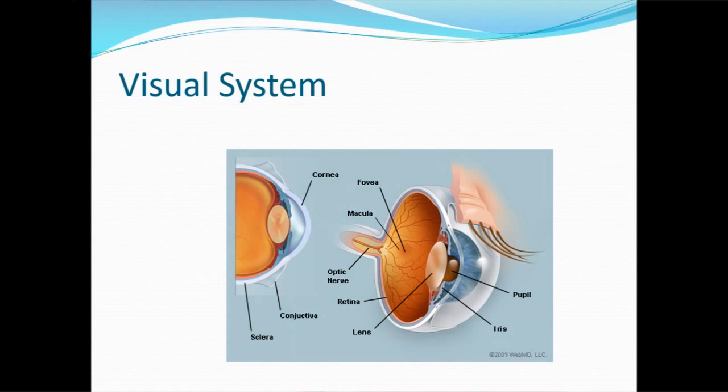Now, the visual system, just the basics of the eye. This is the eyeball. You've got the pupil, you've got the iris, you've got the lens of the eye. The retina at the back here, this is what is important to us, because the retina forms part of the brain. And that information goes through the optic nerve and into the brain.